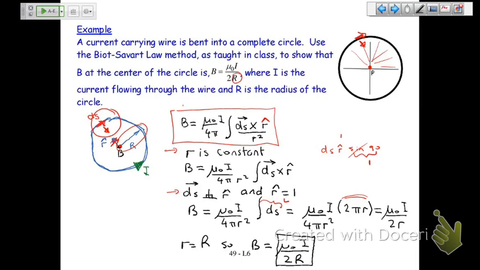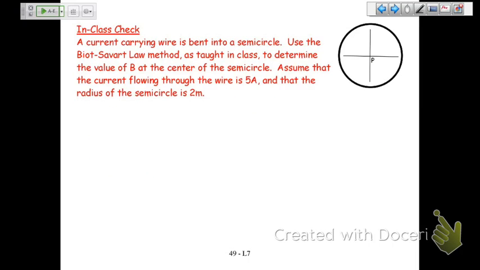Okay. So what would you get? You're going to get something more like this. A current carrying wire is bent into a semicircle. Yeah, half a circle. And it says, using the method of Biot-Savart taught in class, determine the value of B at the center. So here's my B at the center. Current going through the wire, so I is equal to 5 amps. And the radius R is equal to 2 meters.